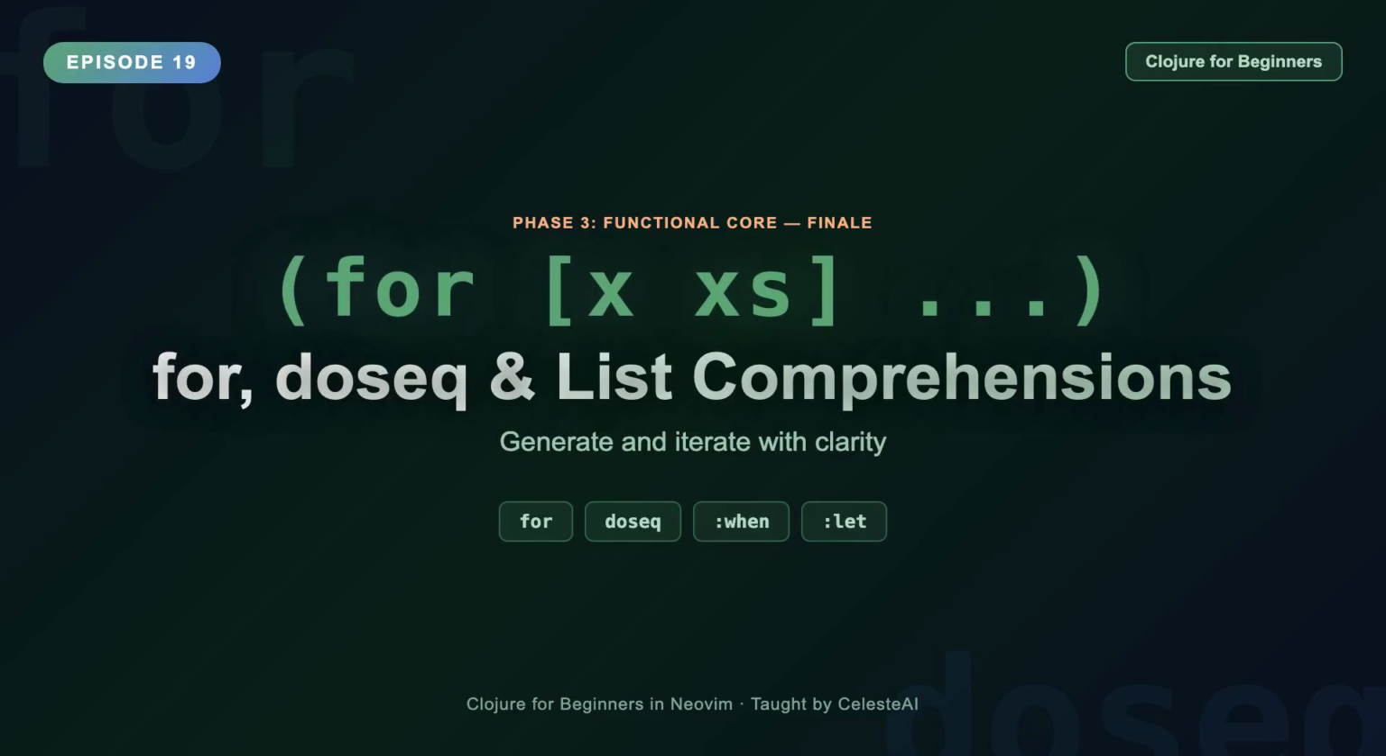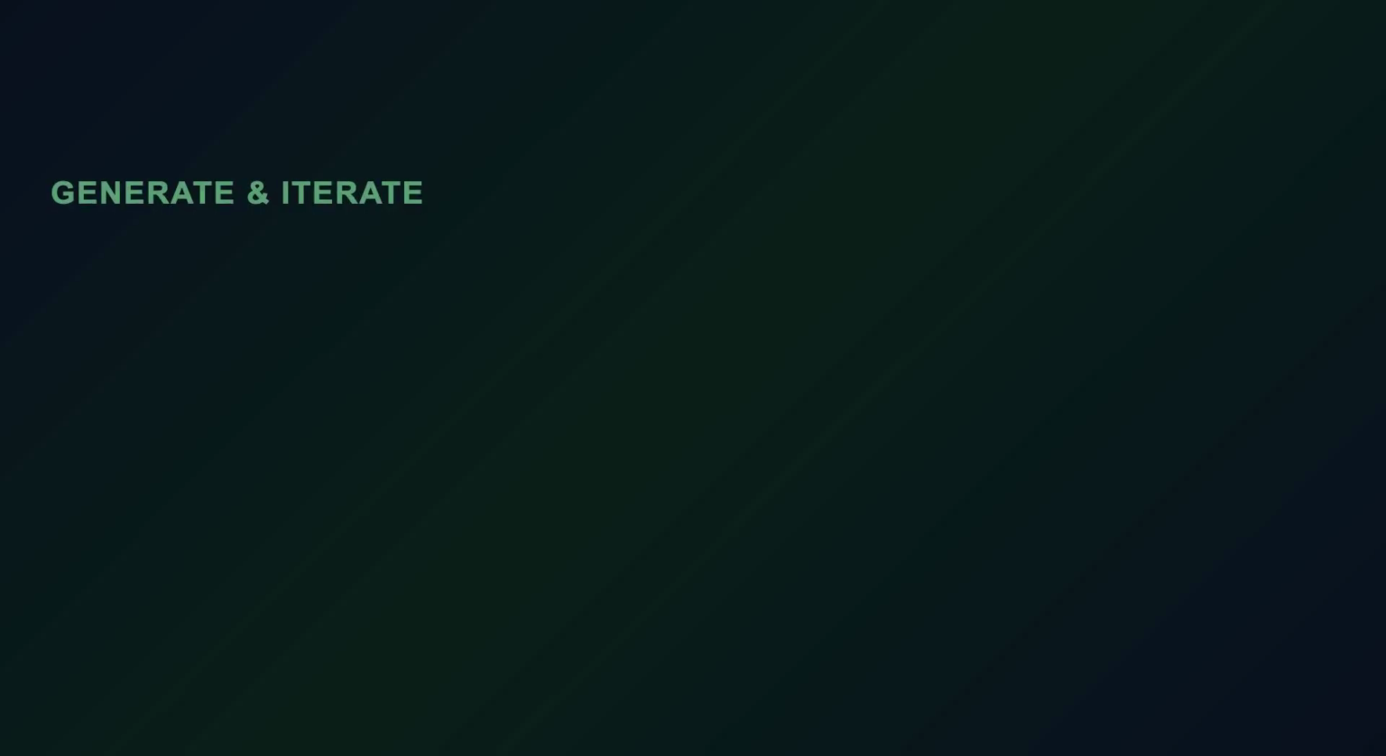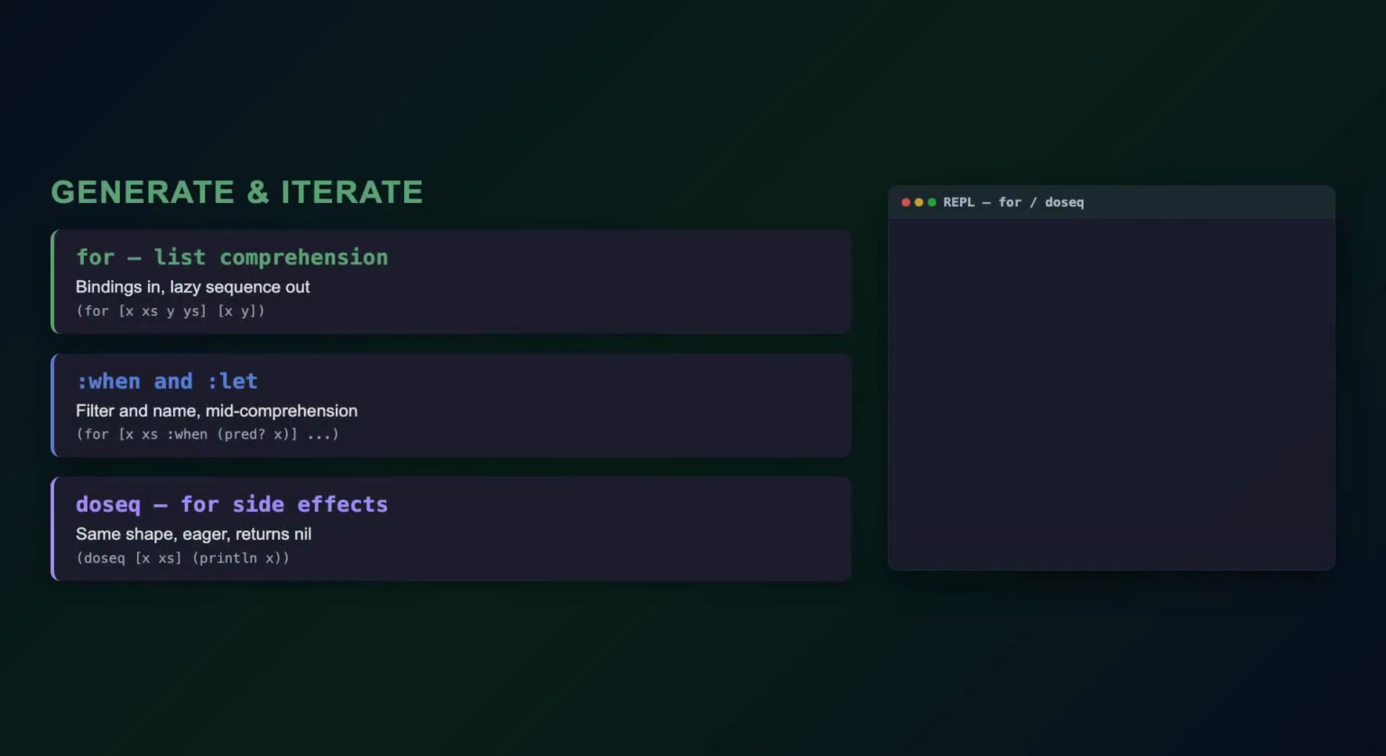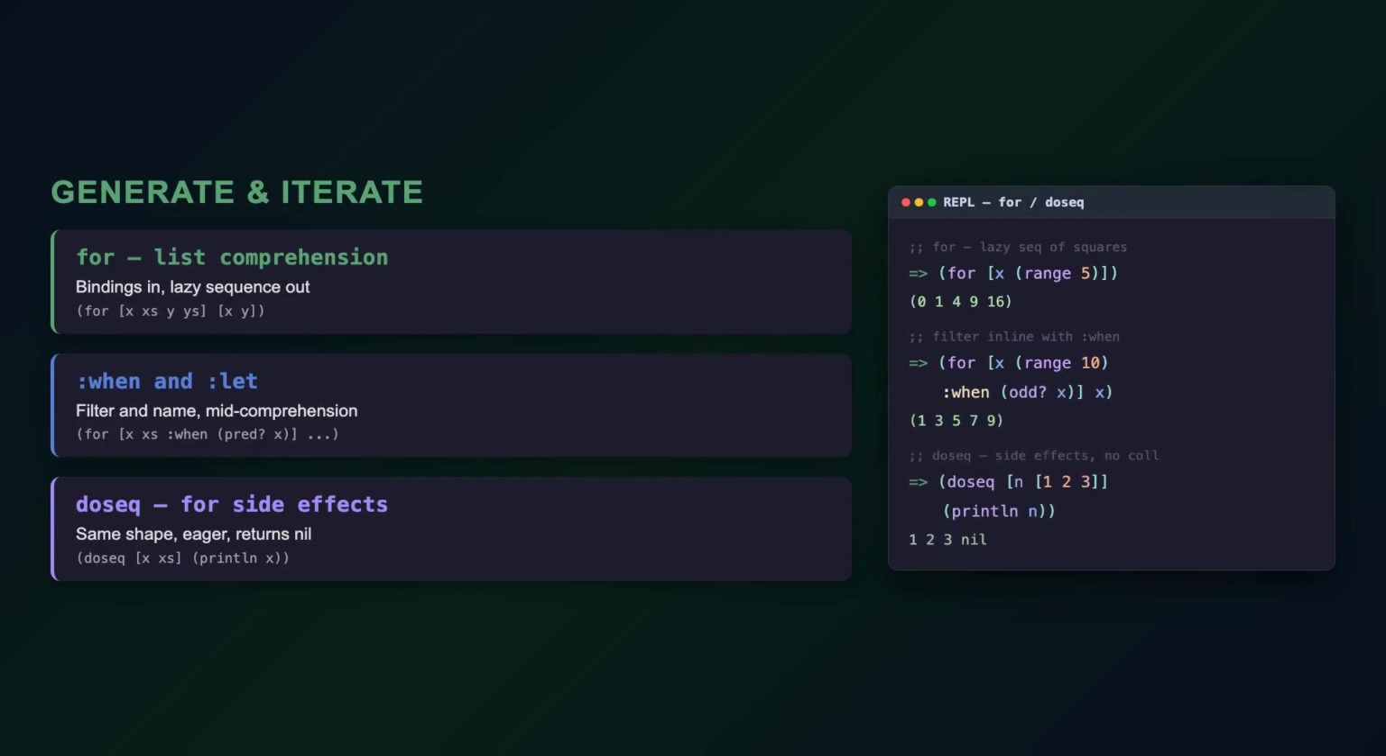For doseq and list comprehensions, generate and iterate with clarity. For is Clojure's list comprehension, bindings in, lazy sequence out. With :when and :let, you filter and name values inline. And when you want the effects, not a collection, you reach for doseq.